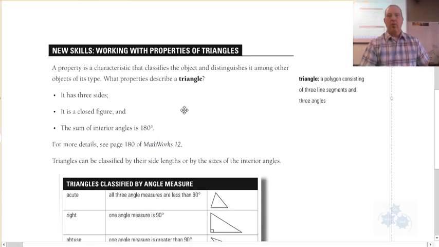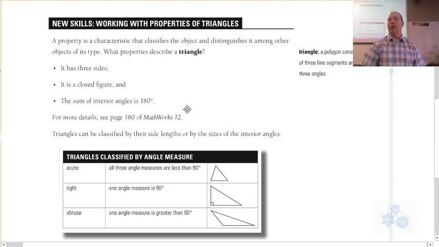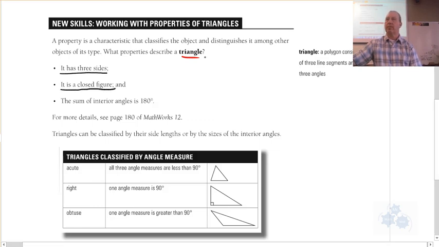So let's work with properties of triangles. We've already talked about this, but here's where they formalize this sort of stuff. Let's go over this fairly quickly. Guys, listen. You ready? Okay, a property is a characteristic that classifies the object and distinguishes it among other objects of its type. So the properties of a triangle: it has 3 sides and is a closed figure. The sum of the interior angles is 180 degrees. We talked about this earlier. Now is a good time to jot these down as notes, properties of triangles. Okay?